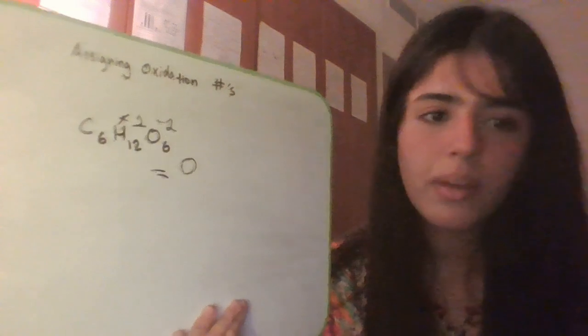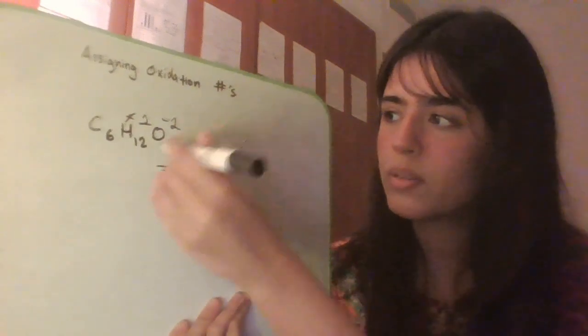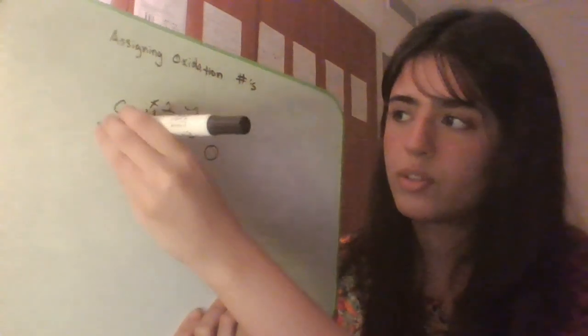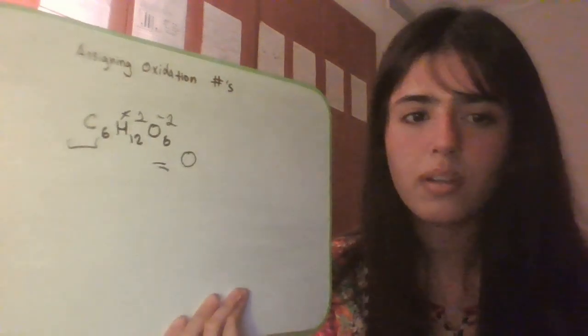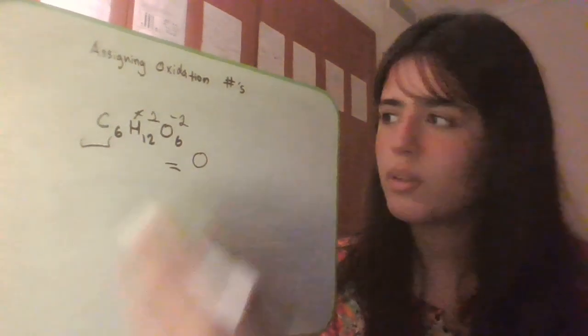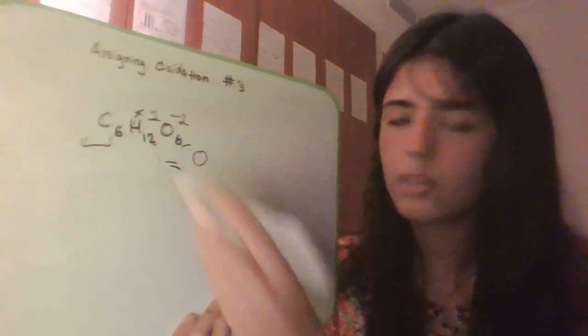Now that we have the oxidation numbers of 2 elements, we can for sure find the oxidation number of carbon. So let's set up our equation. Make sure to have the subscripts in mind.